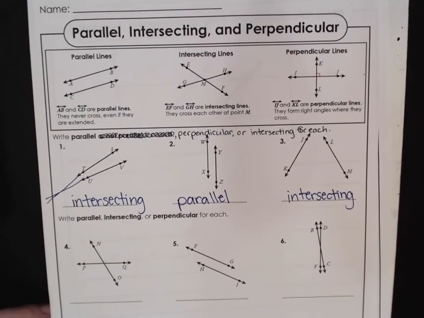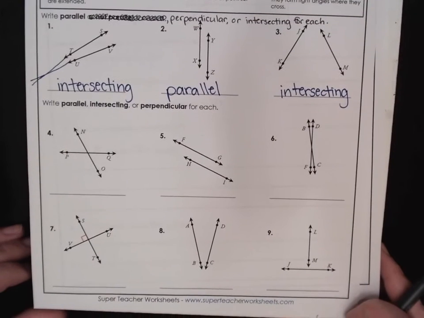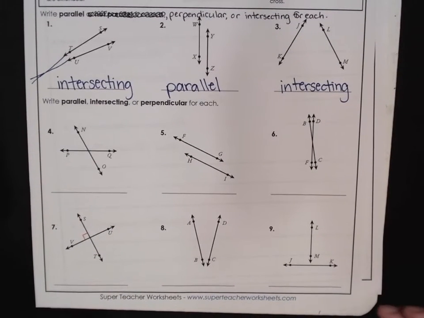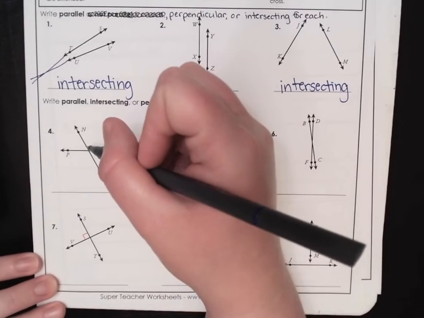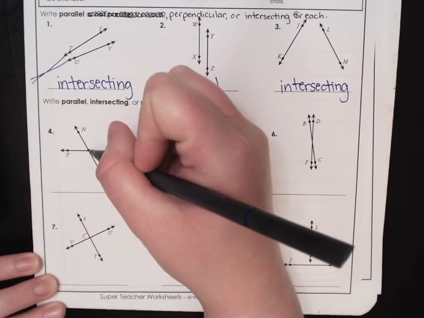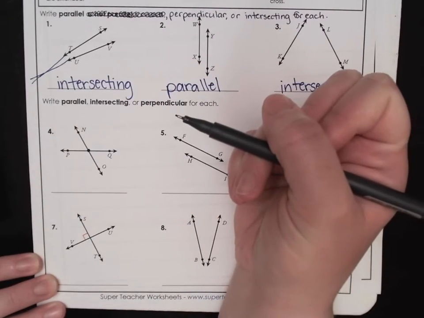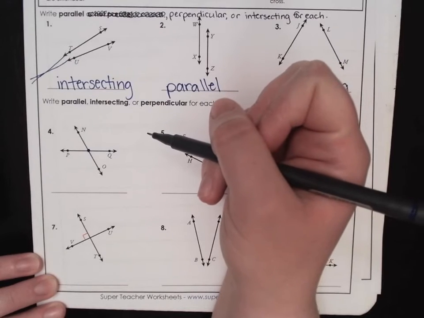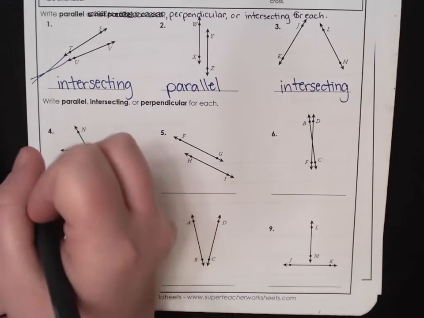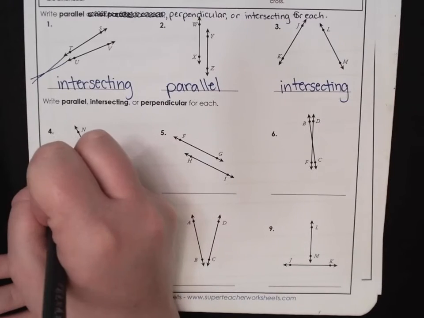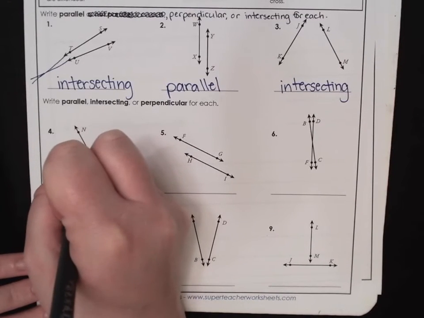Okay, for numbers 4 through 9, the directions say write parallel, intersecting, or perpendicular for each. So this first one, I have line NO and line PQ. Right here is where they cross over each other, so that's where those lines meet. And they do not form 90-degree angles. So there are no right angles, but since they cross, they are intersecting.